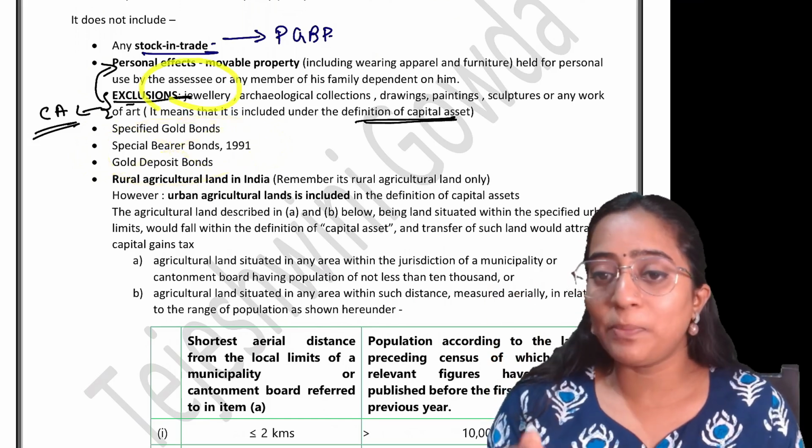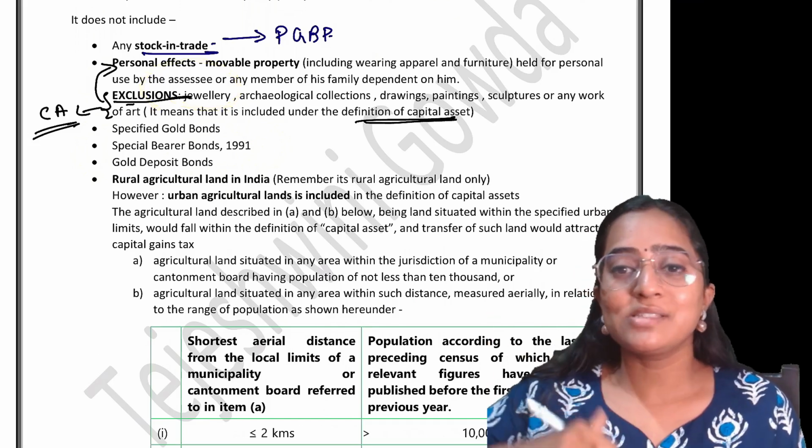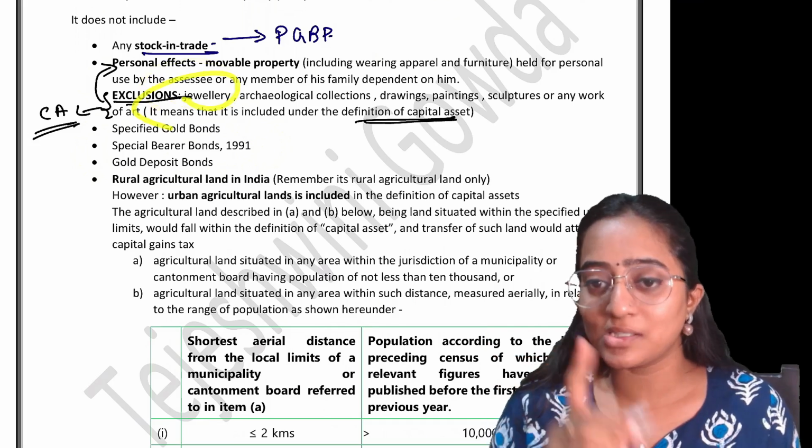But in case you have purchased jewelry now, and when the gold price reaches 15,000 rupees you sell that gold, in that case it is going to be considered as a capital asset.